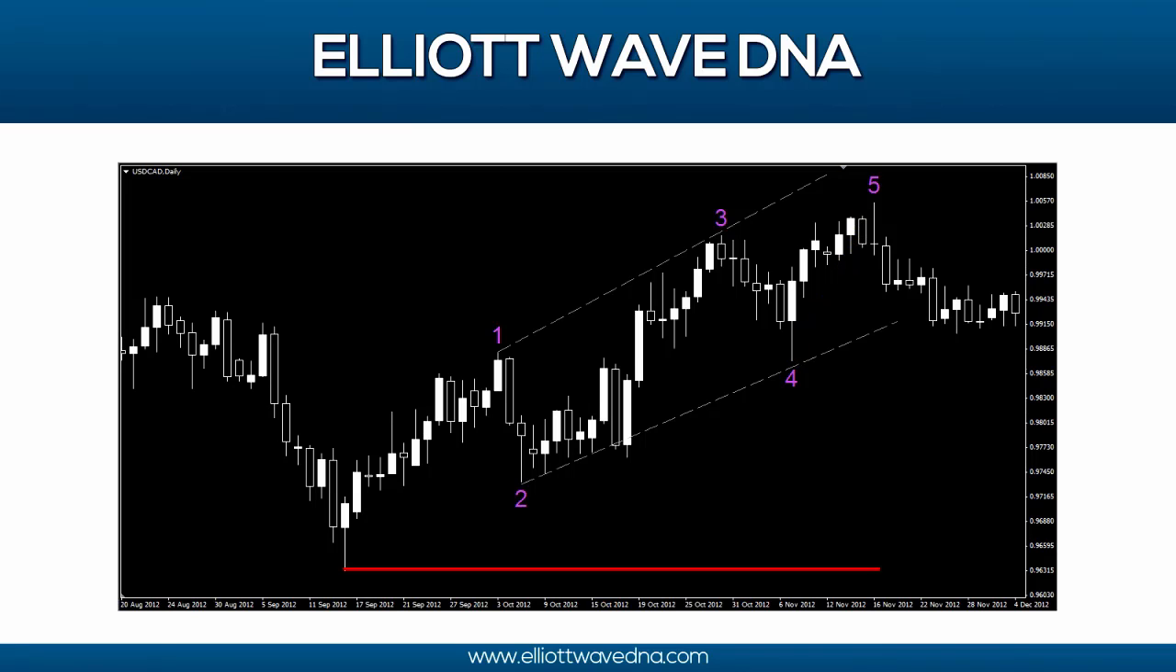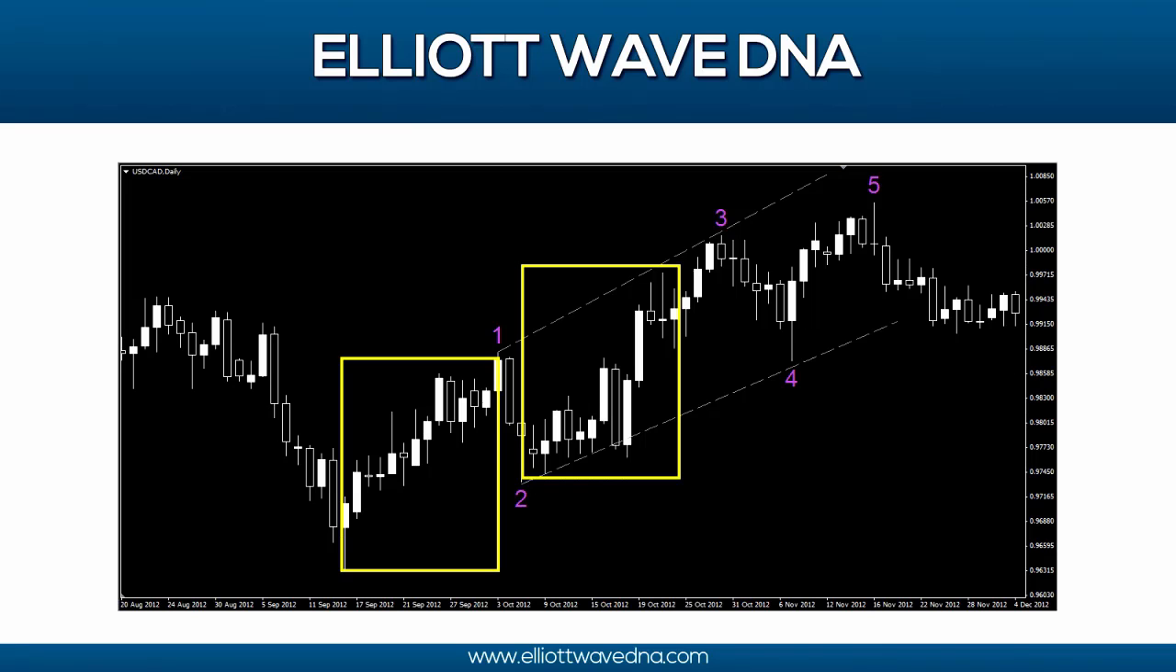Again, we need to check if purple wave 2 held above the starting point of wave 1, and that's correct. After that, wave 3 still cannot be the shortest wave of waves 1, 3, and 5, and here we can see that wave 3 is bigger than wave 1 and clearly bigger than wave 5, but we only need wave 3 to be bigger than one of waves 1 or 5.